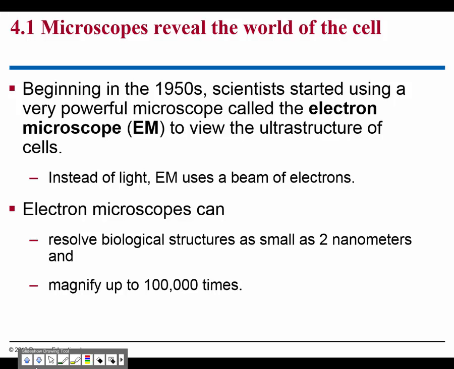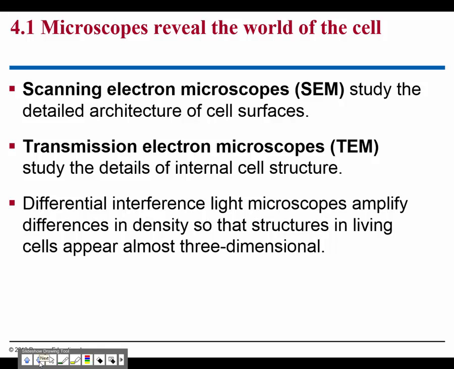In the 1950s, we started using the electron microscope to look at structures. Instead of light, we use a beam of electrons, and so they can resolve structures as small as 2 nanometers. We can see in 3D and magnify up to 100,000 times. Scanning microscopes look at detailed architecture of cell surfaces. Transmission electron microscopes look at the details of the internal cell structure. You need different microscopes depending on what you want to look at.